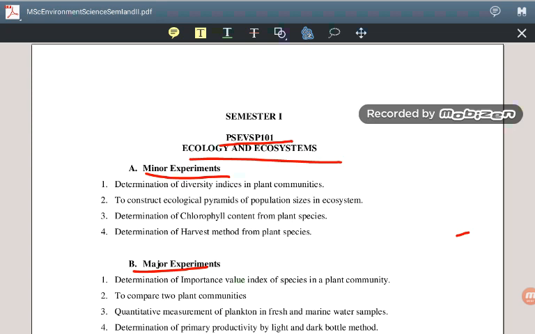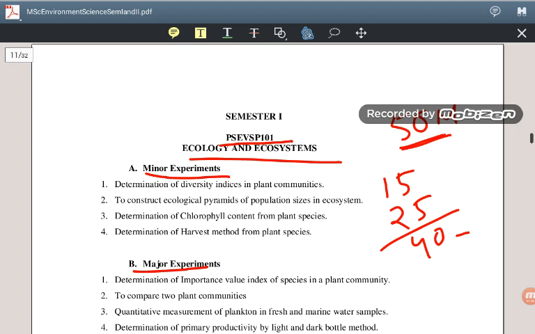In the regular classes, when you are taking the MSc degree regularly, the practical consisted of 50 marks. So today also you will be allotted 50 marks for the practical. Regular paper wise, the minor experiment used to carry 15 marks, and the major experiment used to carry 25 marks. Altogether this is 40 marks. 5 marks are allotted for the journal and 5 marks for the viva. So altogether 50 marks is allotted for the practical.